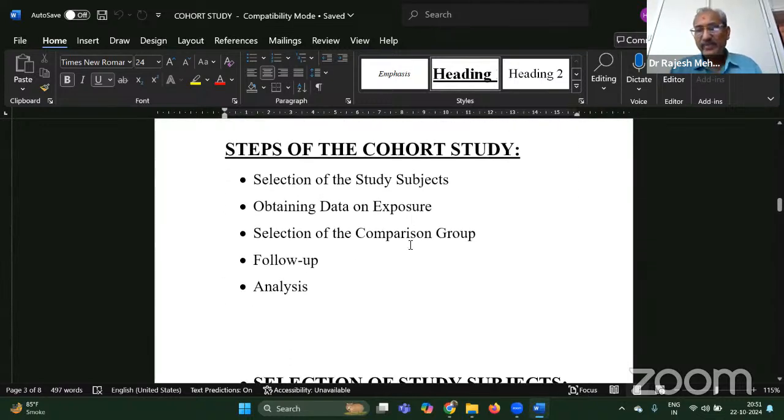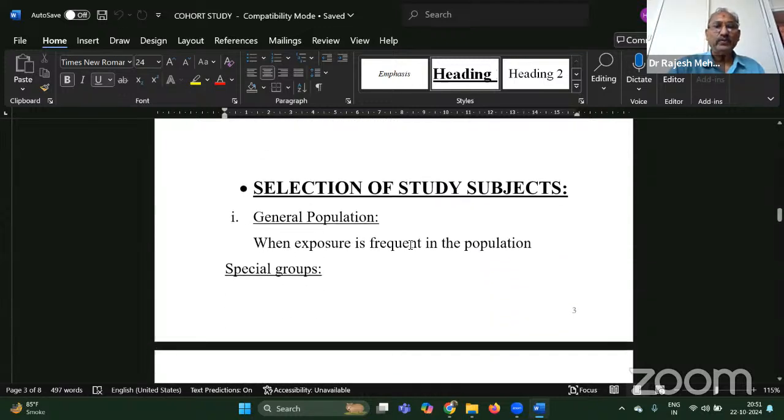Now the steps are very simple: selection of study subjects, right? Obtaining data on exposure, and then follow it up. And when you follow them up, meticulously try to write down incidences in both the groups and then compare. Here you will have relative risk also.